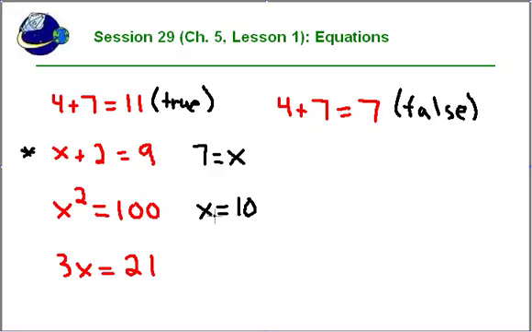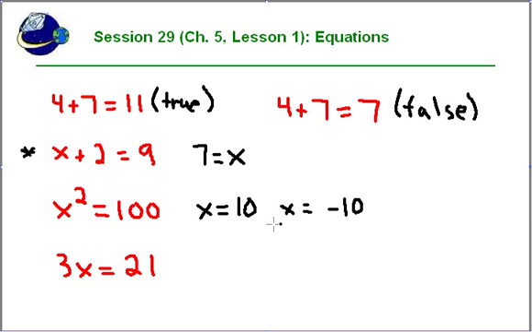Are there any other solutions to this problem? There is. There's one more. Can you think what it is? You have to go back and remember that a negative number times a negative number gives us a positive answer. The other answer is x equals minus 10. If we put in a minus 10 here for x and square it, what does that mean? Minus 10 squared means minus 10 times minus 10. Negative 10 times negative 10. Well, negative 10 times negative 10 is positive 100 because a negative times a negative gives you a positive.